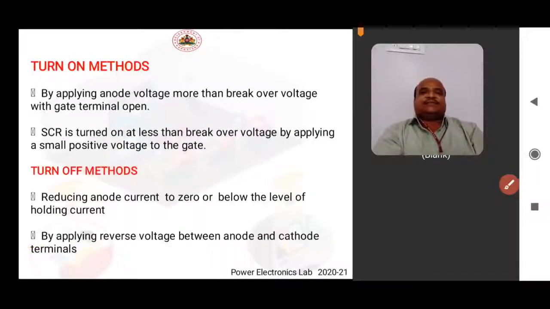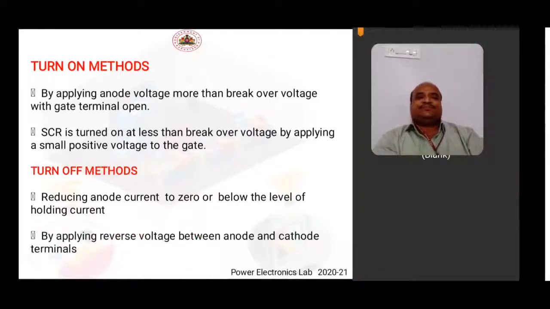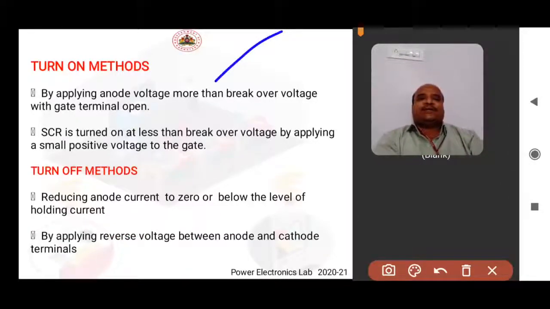Now let us see the turn-on methods of SCR. SCR can be turned on by 2 methods. First, it can be turned on by applying an anode voltage more than the breakover voltage with the gate terminal open. The other way is that the SCR can be turned on at less than breakover voltage by applying a very small positive voltage between gate and cathode. These are the 2 methods to turn on the SCR.